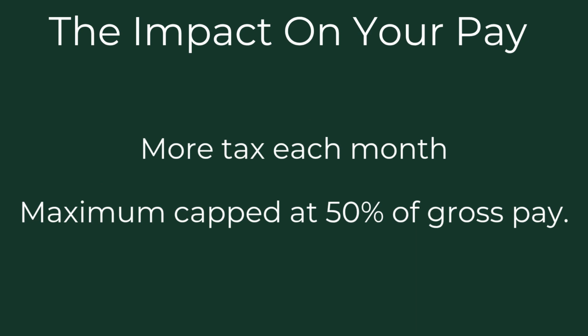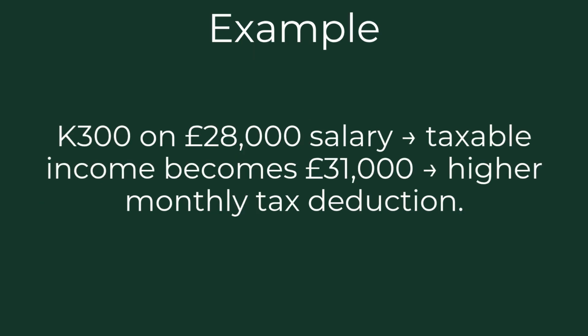HMRC limits the maximum extra tax that can be collected through a K code to 50% of your gross pay in any single pay period, so your employer cannot take more than half your pay in tax at any one time. Here is an example.